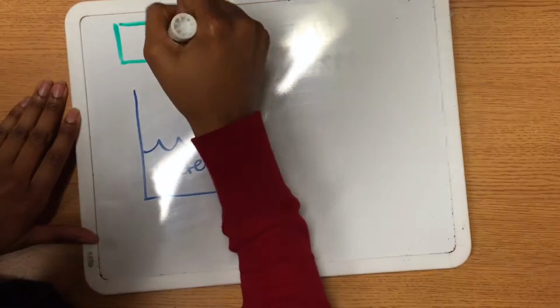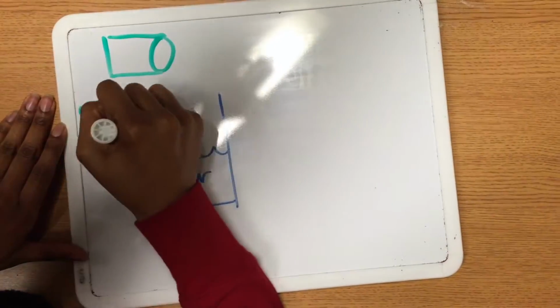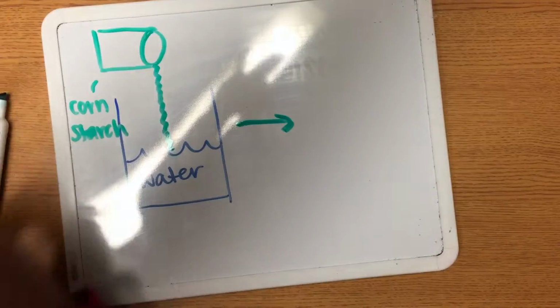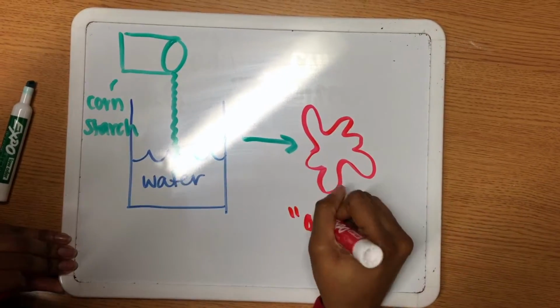Remember the classic cornstarch and water experiment from grade school? That mixture is a non-Newtonian fluid. Here's a quick clip displaying its behavior in slow motion.